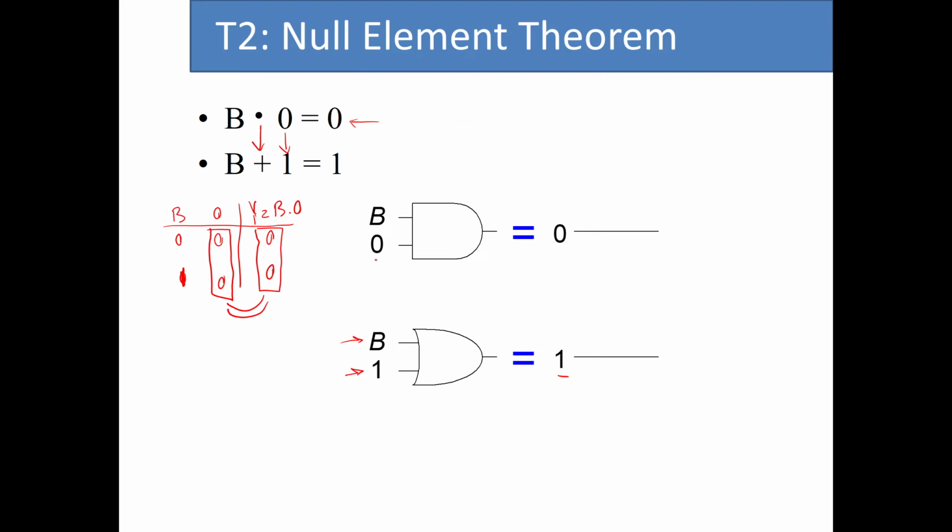So 0 is the null element for the AND gate. Basically, if you AND any variable with 0, the output is always 0. So basically it nulls the effect of the other variable. For the OR gate, 1 is the null element. So if you OR any variable with 1, the output is always 1. So it looks as if the other variable does not have any effect, right? So that is why it's called the null element theorem.